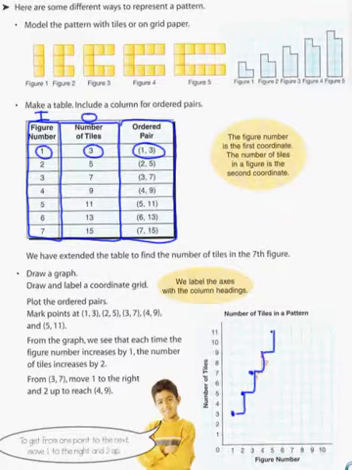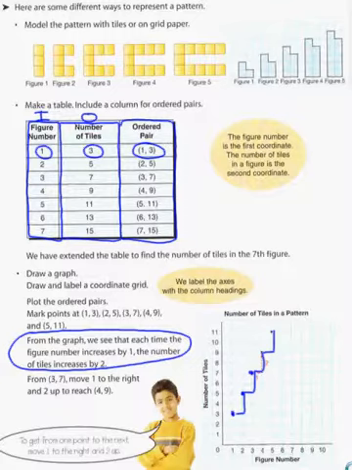Right? So down here it says from the graph we see that each time the figure number increases by 1 and the number of tiles increases by 2. Okay? So that's a visual way to represent our pattern, our figure numbers and number of tiles, and how they relate to each other. Okay?